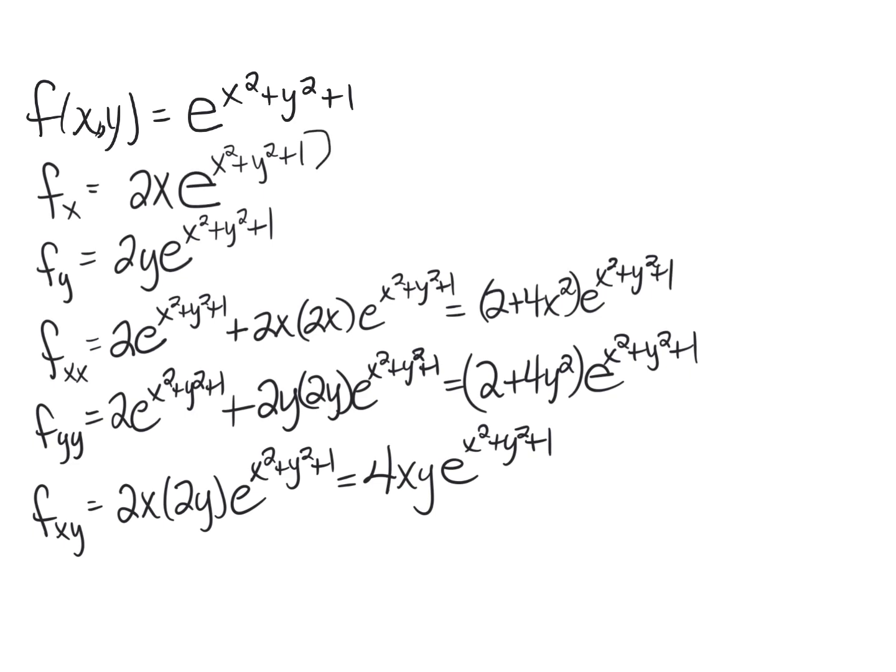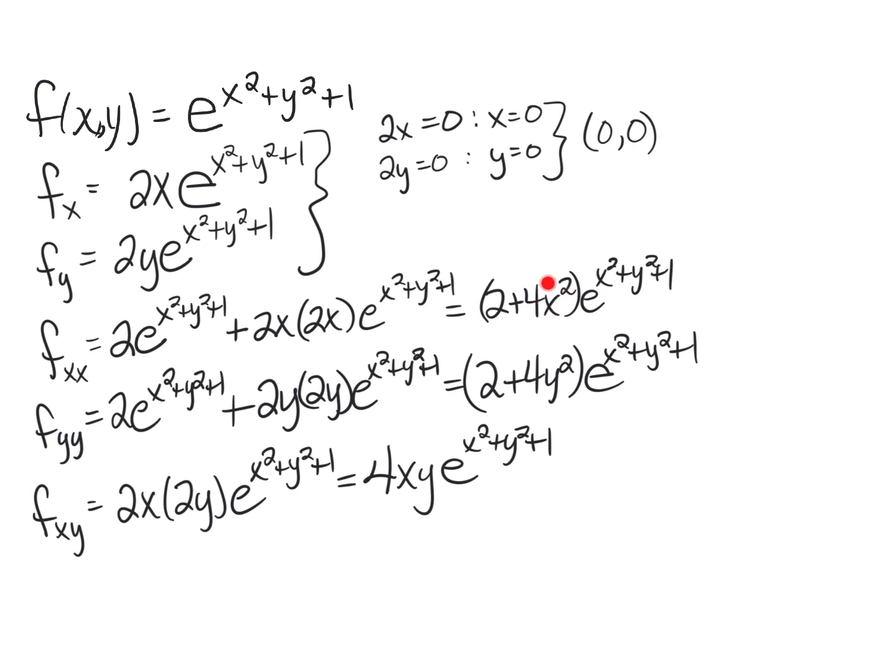Okay, to find our critical values, we're going to set these two first derivatives equal to 0. And e to the power is never 0, so x equals 0 and y equals 0. That's the only critical point. Plugging the 0, 0 into the second partials, this is gone, and e to the 0 plus 0 plus 1 is going to give me 2e.